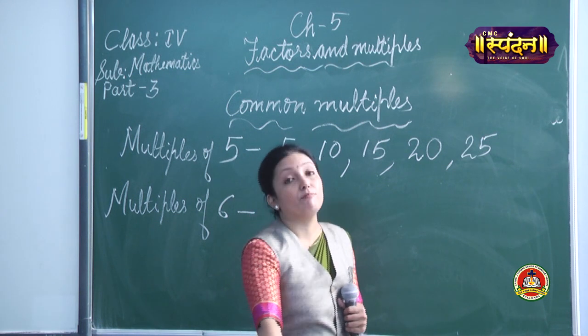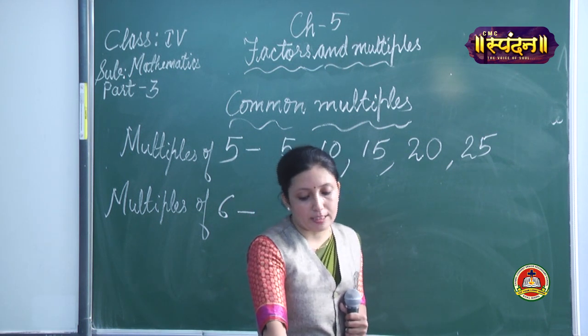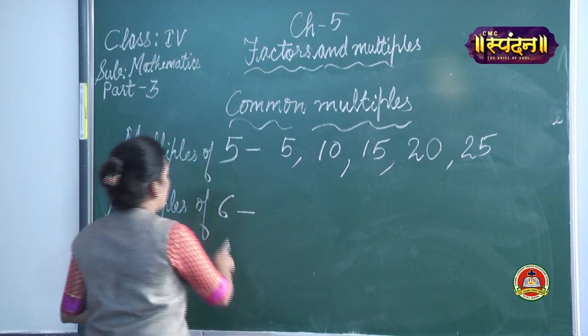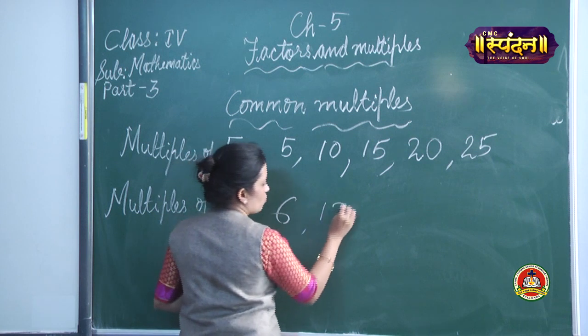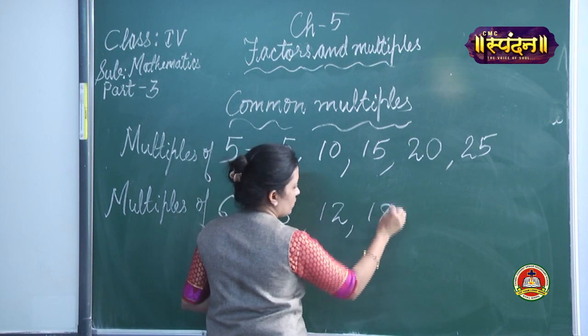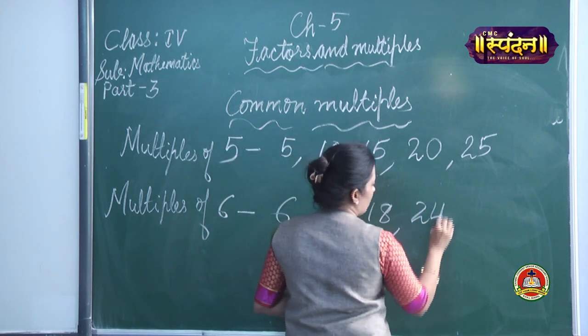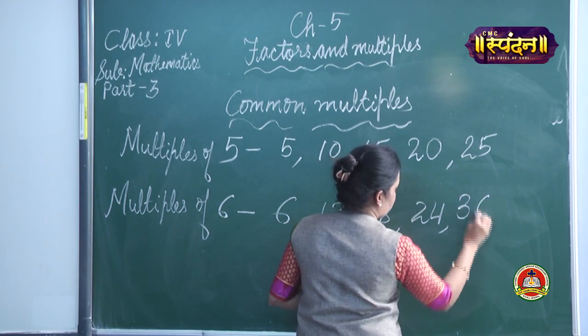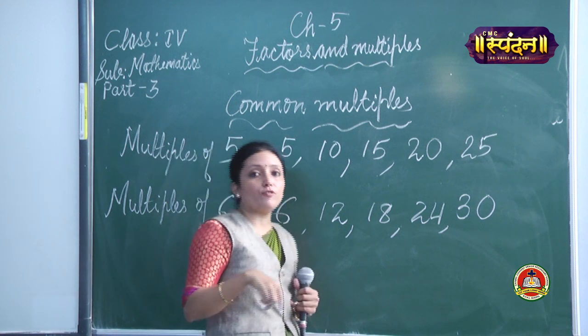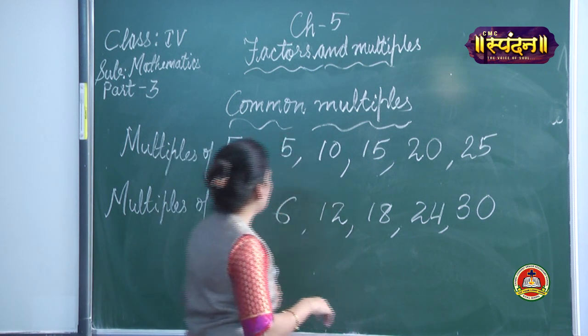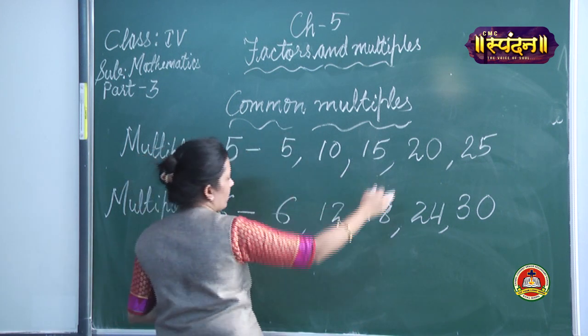Find the first 5 multiples and the common multiples of the following. Okay, now let me say the table of 6. 6 1s are 6, 6 2s are 12, 6 3s are 18, 6 4s are 24, 6 5s are 30. Now we have the numbers here, and now you need to find the common one. Let me see which are common here.